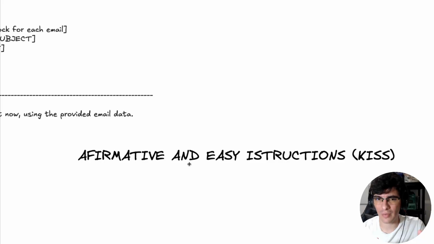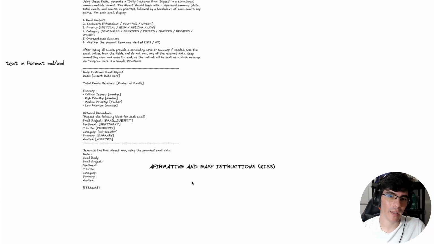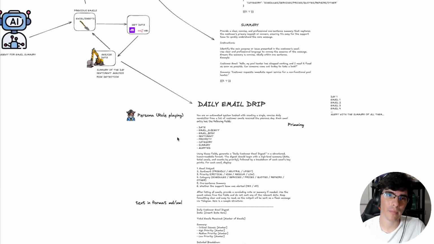You can also be negative and hit it with the stick and tell it, hey, no, I do not want you to do this. You can add rules. There are different techniques for it. And using instructions, like if I can read and understand, probably the AI is going to read it and also understand. That's why KISS is pretty important. So yeah, that's pretty much it for this part.